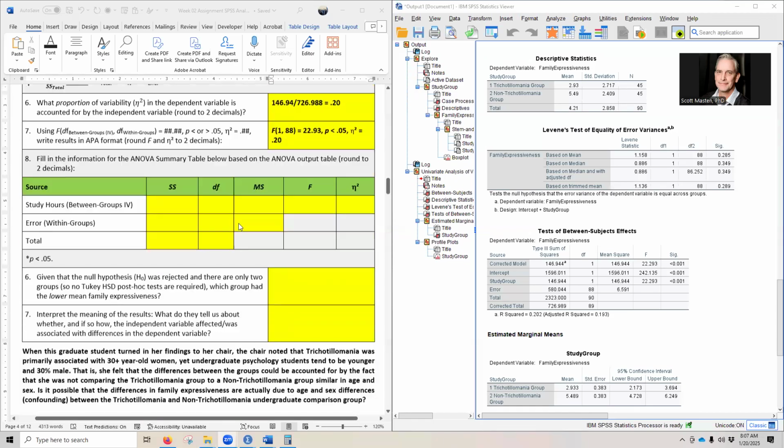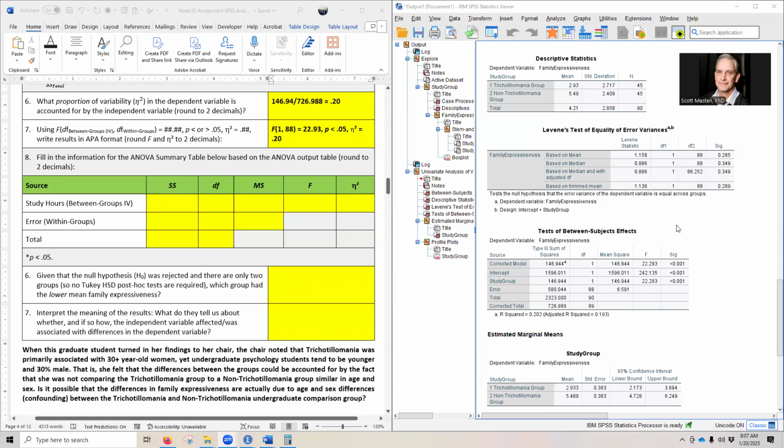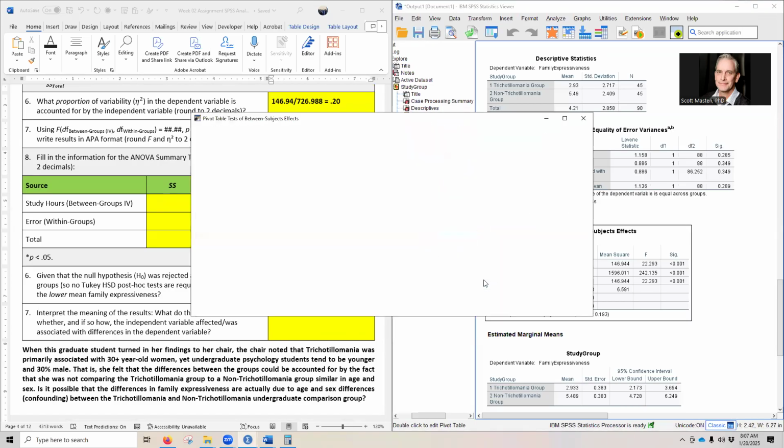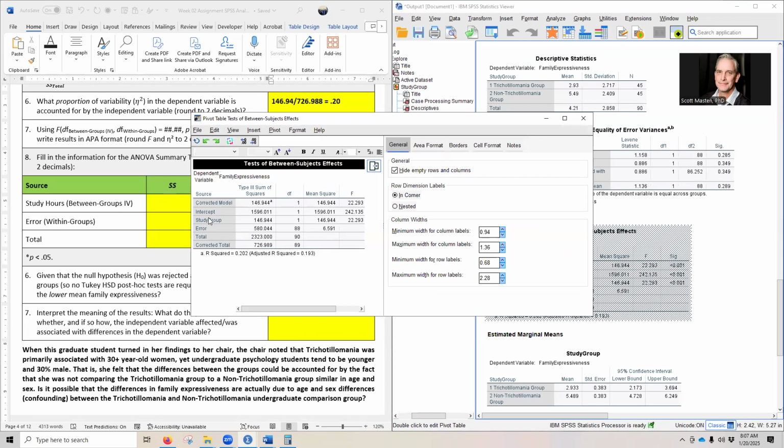All right, next thing we got to do is fill out this ANCOVA summary table. So that all comes from here. Note, we don't care about a couple of these rows. I think there is a way to highlight certain rows in here so we can focus on them. Let's see if I can figure this out.